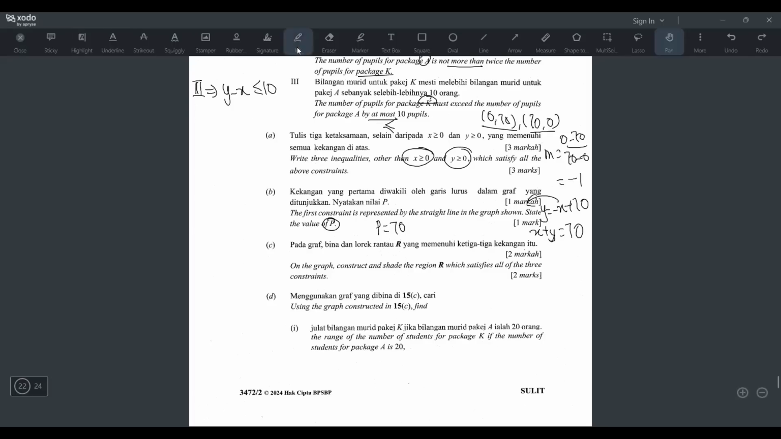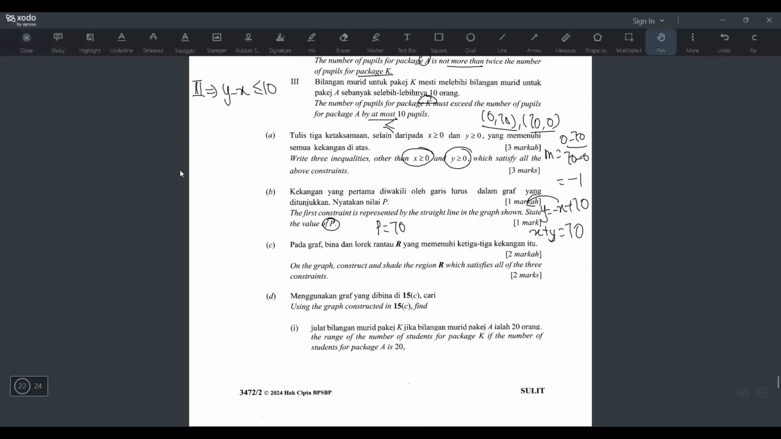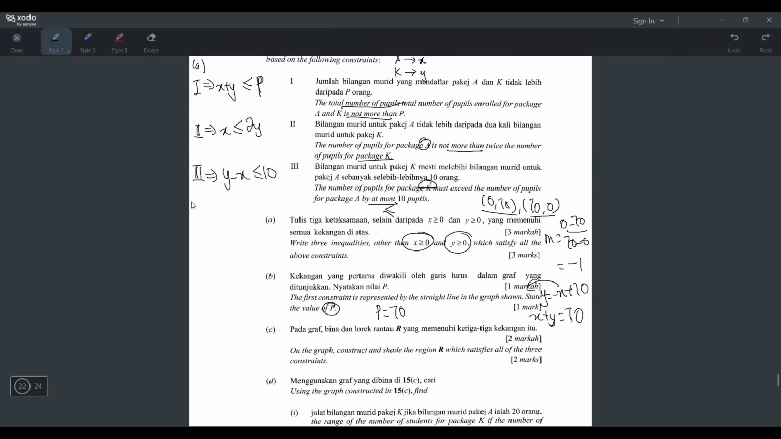Okay, question C. On the graph, construct and shade the region R which satisfies all the three constraints. Okay, this one is normal lah. They always ask you to do this one. So for part C, you have to draw out all the three lines and then shade the region. Okay, the first line they already drew for me. The first line is x plus y equals 70. The P is 70, yeah. And you don't have to find points already because they already drew it for you. Okay, but I find it anyway lah. 0, 70, 70, 0. Okay, so done already.